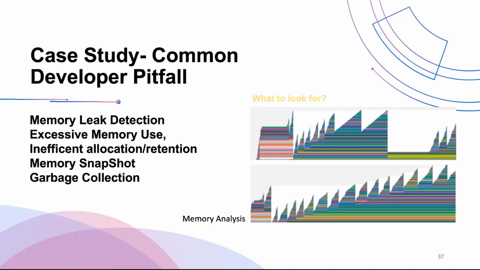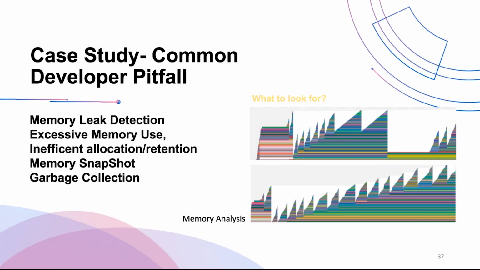Similarly, the most common thing that we normally face is memory leak detection, which is caused due to excessive memory use and inefficient allocation or retention of memory. For that, we have to collect the memory snapshot. We have to collect the garbage collection data. So we have to find out what the memory snapshot is at a particular instance, what the garbage being collected is, what the long living instances are, and we have to look for them based on that.